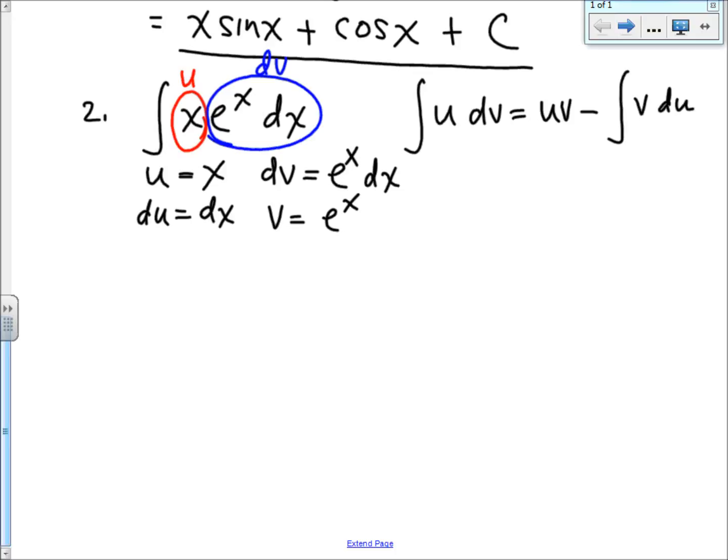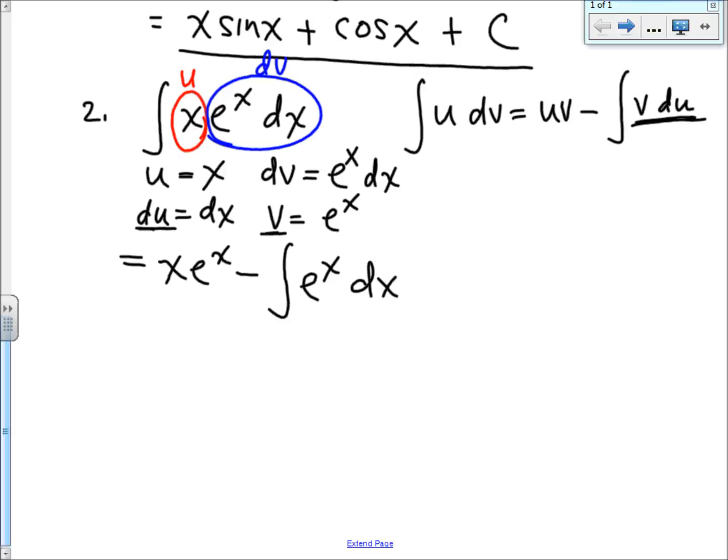Now I put all the pieces together. There's my formula right here. So it says take u times v, these two right here. So this will be x times e to the x minus the integral of v du. If you look at this part right here, it says v du. So v is e to the x. So that's v. Du is dx.